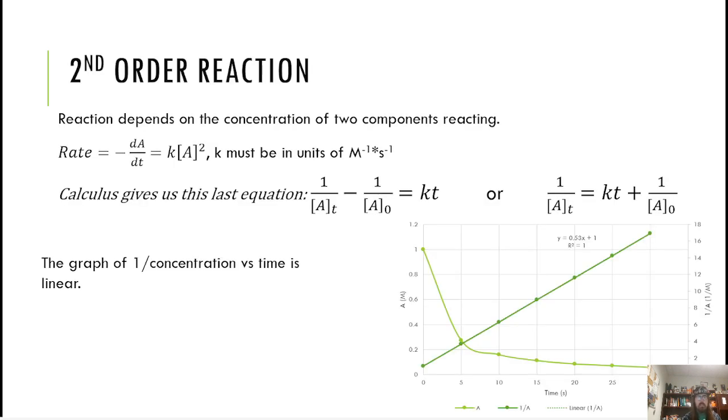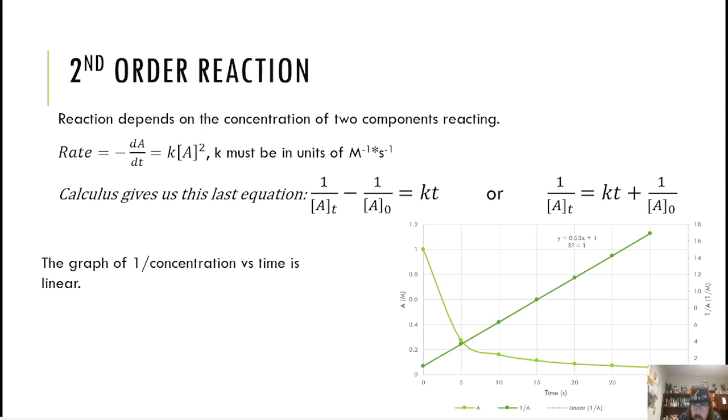The last one, our second order reaction, is a quadratic relationship between the concentration and the rate. When the concentration doubles, our rate quadruples. When the concentration triples, our rate nonuples, something like that. But it's always the square. Now, running our calculus through, it becomes a little bit more complicated. 1 over the concentration of A minus 1 over the concentration of A at time 0 is equal to positive kt.